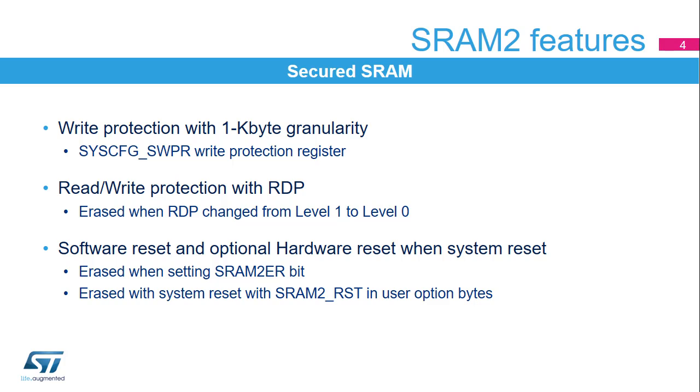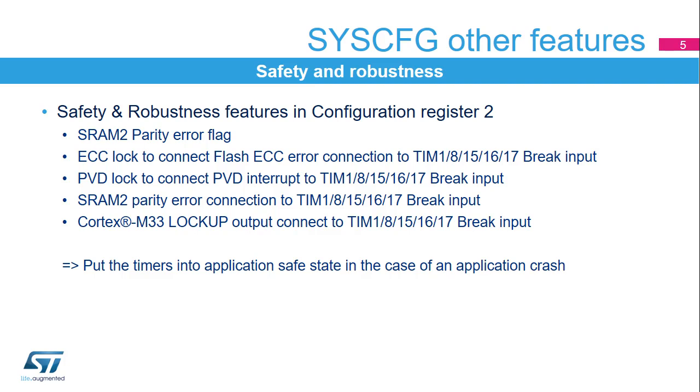The SRAM 2 can be erased by software by setting the SRAM2 ER bit in the SRAM 2 System Configuration Control and Status Register. The SRAM 2 can also be erased with the system reset depending on the option bit SRAM2 RST in the user option bytes.